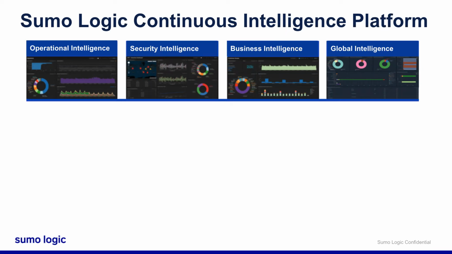Using our analytics across your operations, security, business, and global intelligence data provides you continuous awareness to impact your results. For example, with operational intelligence, we can figure out: are your systems up and running? What is your MTTI and MTTR, mean time to identify and mean time to resolve? Those critical metrics are becoming more and more important every day.